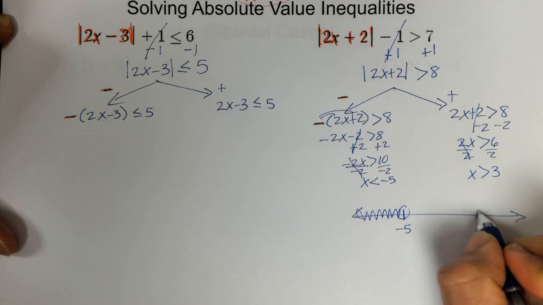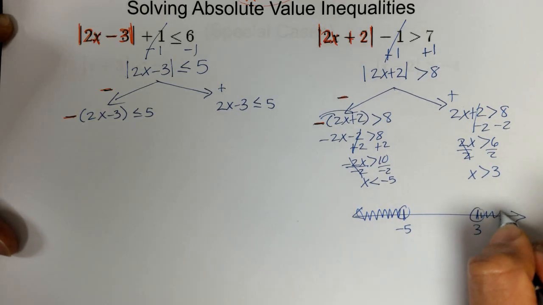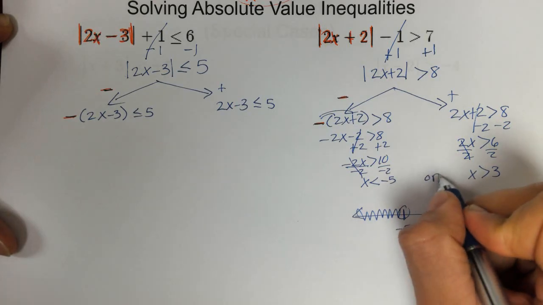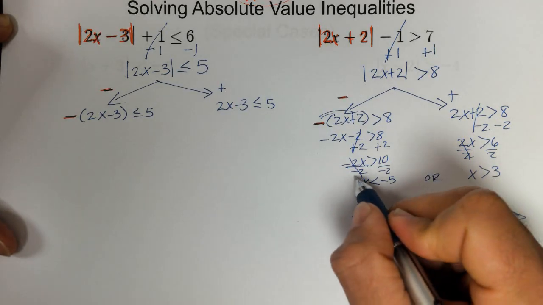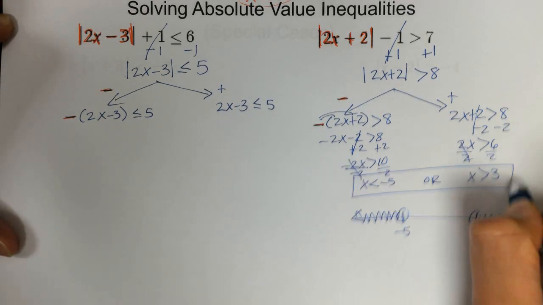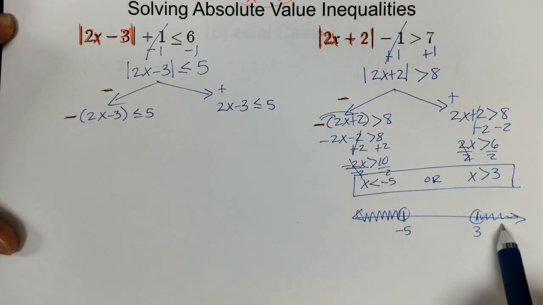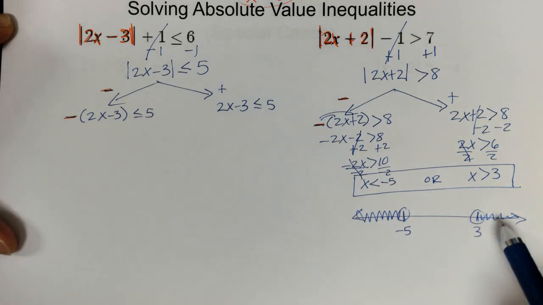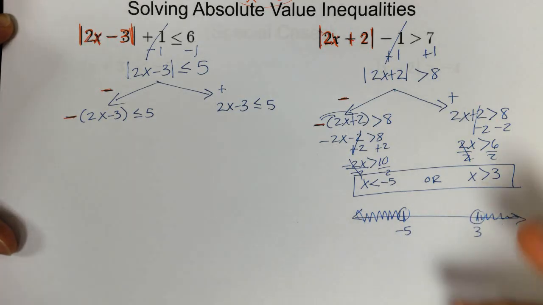X is greater than 3. 3 is over here, right? X can be less than negative 5, or X can be greater than 3. Only one of those things has to be true. The solution can be here or here. It can be in both, right? This can't be an and scenario because it can't be a negative number and greater than 3 at the same time.